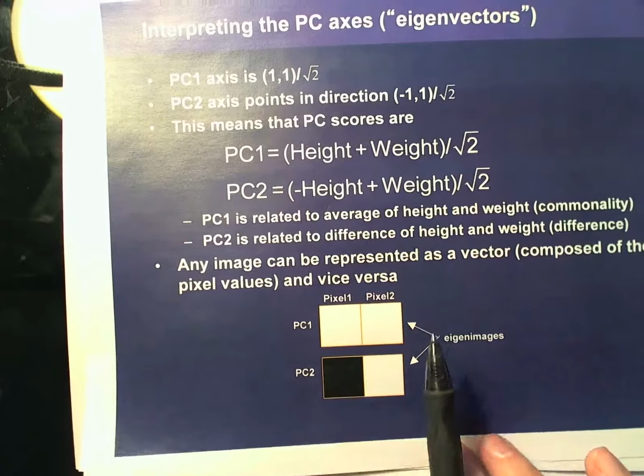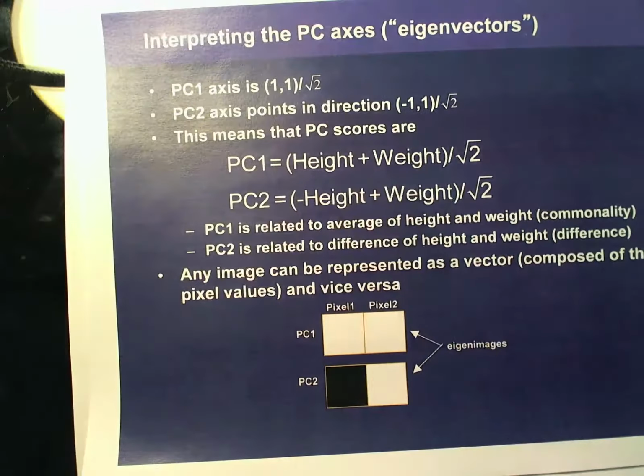Now, I thought that because height and weight are examples that we can relate to easily, we would use those instead of pixels. But we could have used pixels instead. We could have said, okay, instead of height and weight, we want to communicate the values of two neighboring pixels.